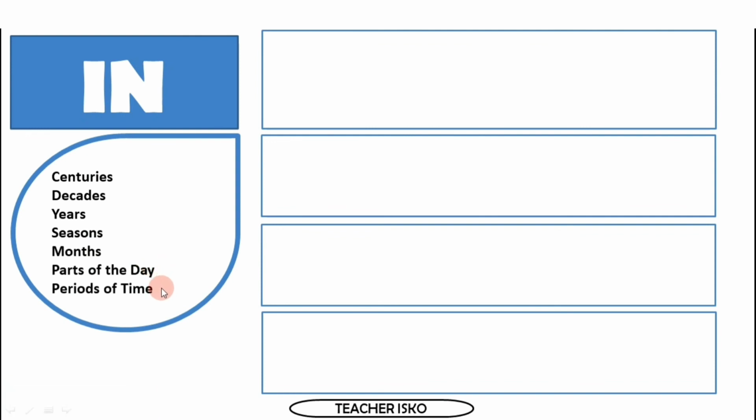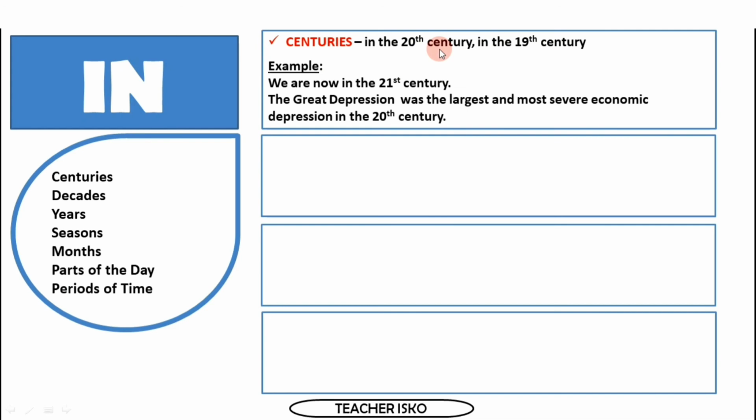We're going to talk about first centuries. Centuries, it is composed of 100 years. For instance, we have 19th century, 20th century, 21st century, so on and so forth. For this one, we're going to use in. Let us have examples. Number one, we have the sentence, we are now in the 21st century. Number two, we have the sentence, the Great Depression was the largest and most severe economic depression in the 20th century. Again, if we have centuries or if we're going to use centuries, we will use the preposition in.